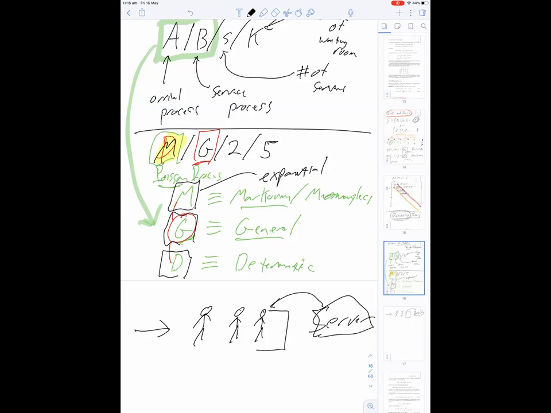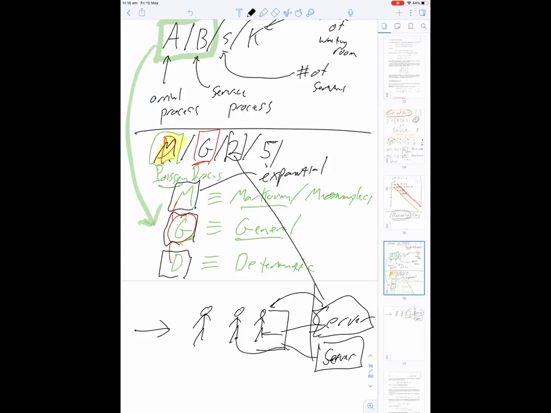So by having M G, what we mean is we have Poisson arrivals and general service. Now this next number means how many servers there are. So here there's a server and a server. That's these two, okay, two servers. So two servers can serve up to two people simultaneously.